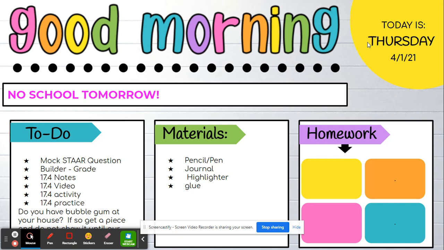So you'll need pencil, pen, your journal, highlighter, and you need glue to glue in your notes. And the question for my online kids was, do you have bubblegum at your house? If so, get a piece and don't chew it until you're told to do so. All right, so let's get going.